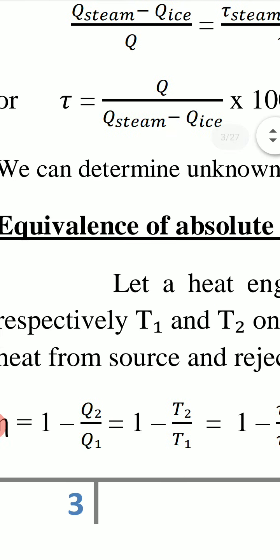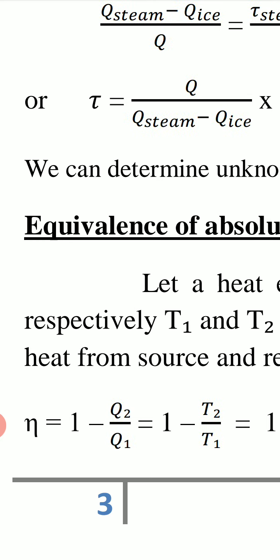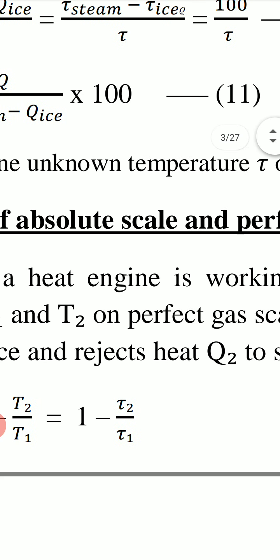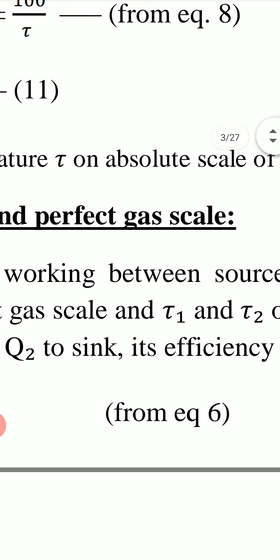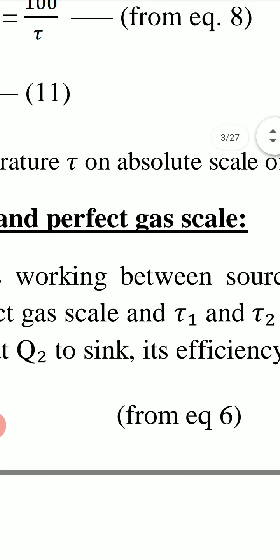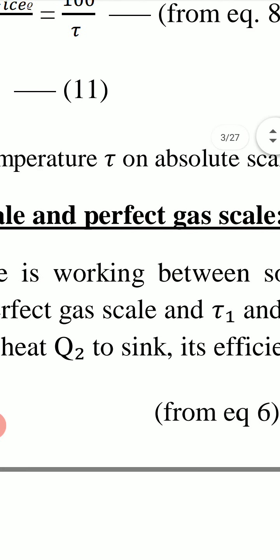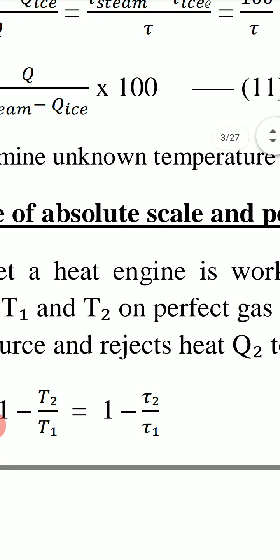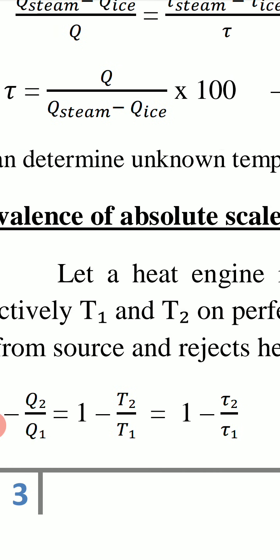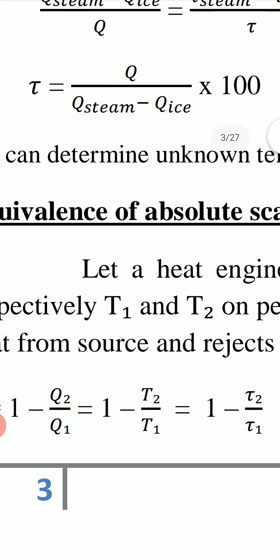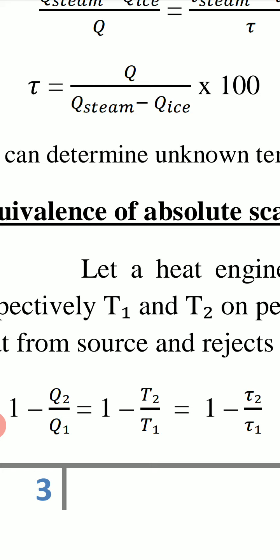Now we prove that this new absolute scale of temperature is equivalent to the perfect gas scale. In the perfect gas scale, we write temperatures by capital T, and in this new scale of temperature, that is Kelvin's absolute scale of temperature, we write temperatures by tau. So we will now prove that these two temperature scales are equivalent or the same.